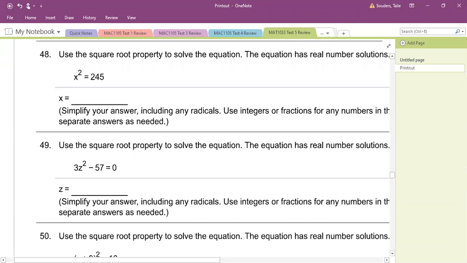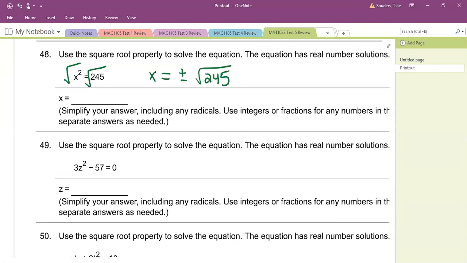So if you take the square root of both sides, you get x equals plus or minus the square root of 245. The reason it works to be plus or minus is because if it's positive, if you square it, then you still get back to itself. But if it's negative, right, then a negative times a negative is still a positive. So that's why you get two possible solutions, positive or negative. Now, the only thing you have to worry about is you always have to simplify your radicals.